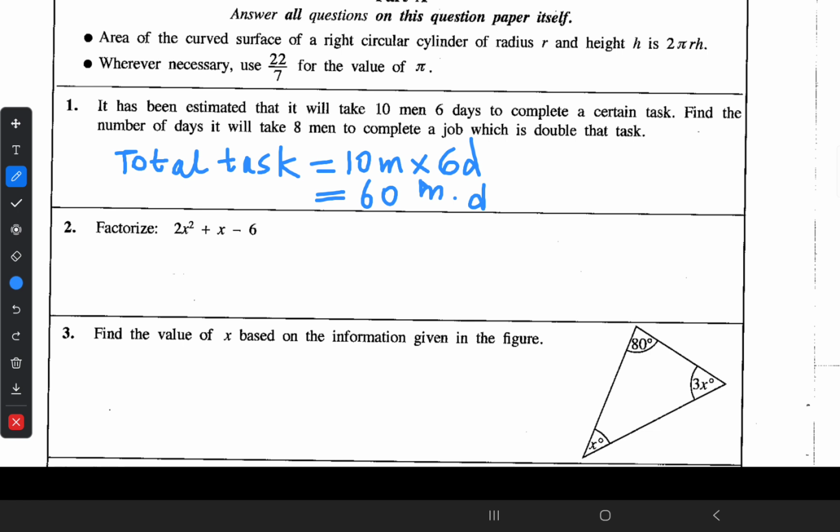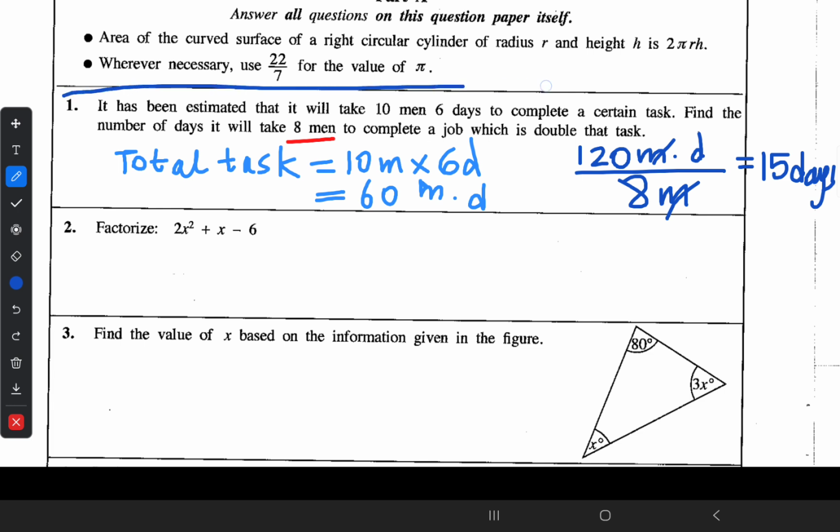Find the number of days it will take 8 men. So here we are going to consider the number of people as 8 men to complete the job, which is double that task. This is the previous task. Now the task became double. So what would be the total task now? The new total task would be 120 man days, double that task. It should be completed by 8 men. So divide this by 8 men. Men and men can be simplified. 120 divided by 8, that will give you 15 days. So this is the correct answer.